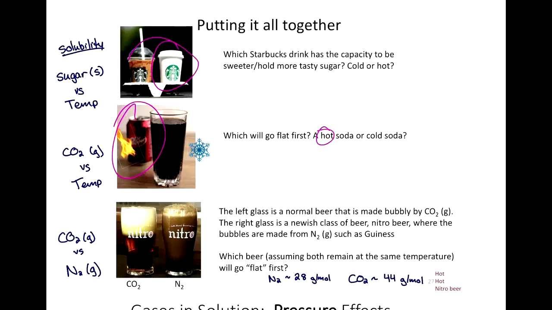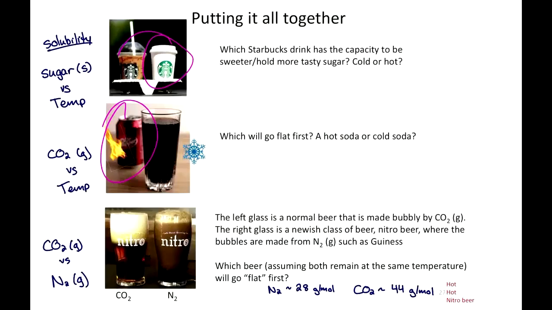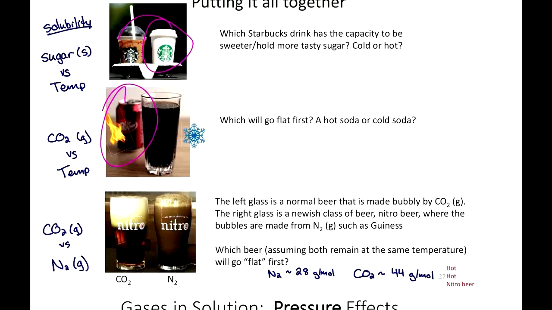All right, this one's a little bit different, but similar. Here, we're also looking at solubility of gases, but this time we're looking at the solubility of CO2 gas versus nitrogen gas. All right, there are two classes of beer. There's normal beer that is carbonated with CO2. CO2 is the carbonation, but then there are other beers out there like Guinness. Guinness is different, where the bubbles are not made of CO2, but of nitrogen gas instead, all right?